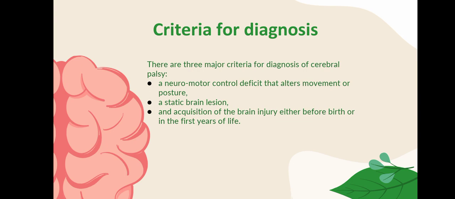The second criterion is the static brain lesion, meaning it is non-progressive. If a certain part of the brain is damaged, then it remains in that part, and does not progress to any other part of the brain, so it is a static brain lesion. And the third criterion is the time period: if the brain injury occurred during the first year of infant life or during fetal life, then it can be considered as CP. But if the brain damage occurs after that time period, it is not described as cerebral palsy.